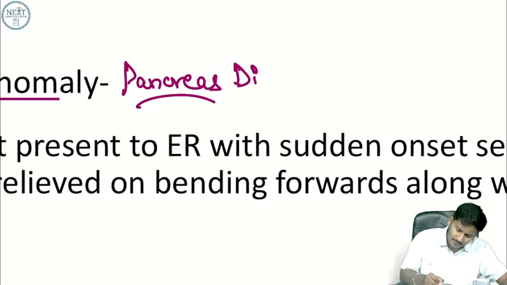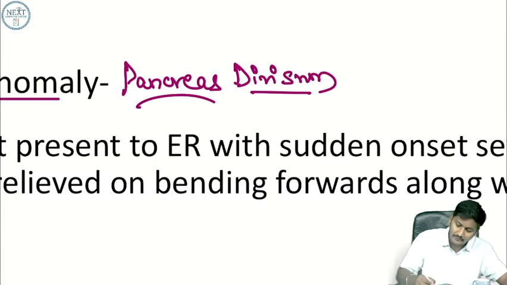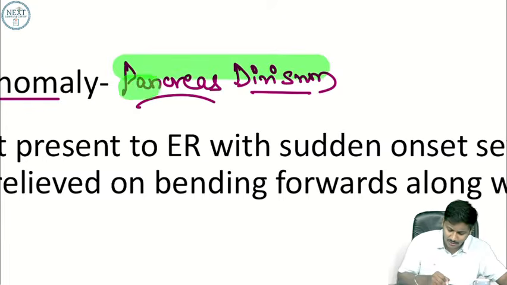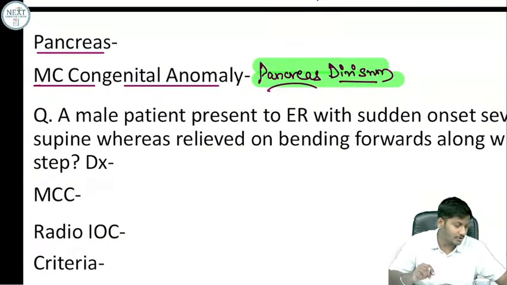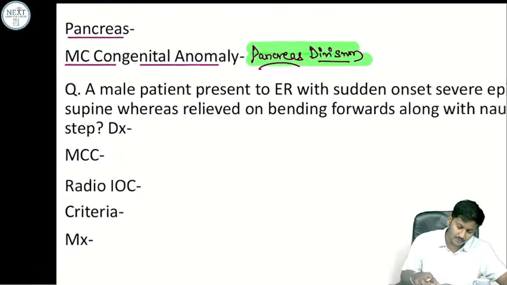And whenever there is a pancreas divisum, the pancreatic secretions are not able to drain. And whenever pancreatic secretions cannot drain properly, obviously the patient is going to have a high risk of acute pancreatitis. That is what is important to be remembered.